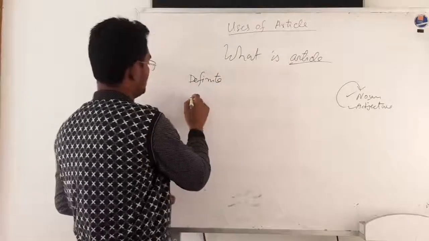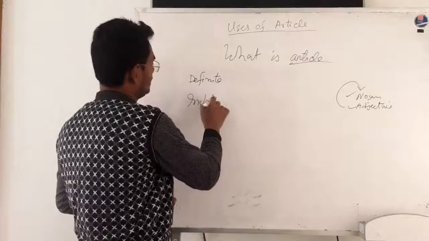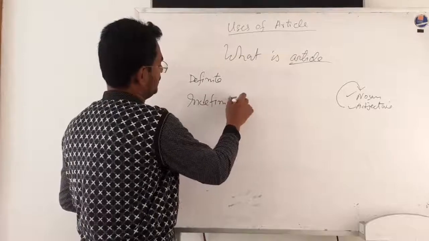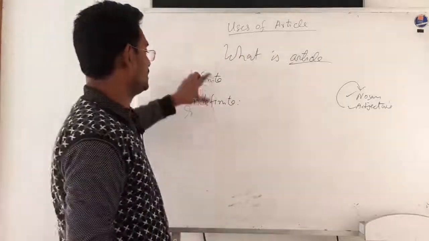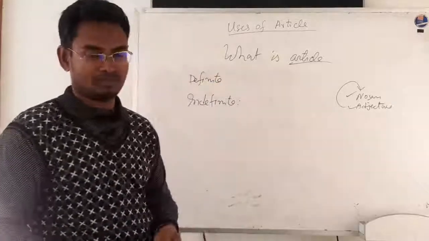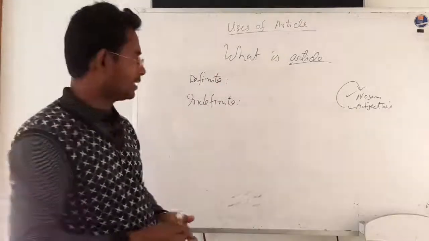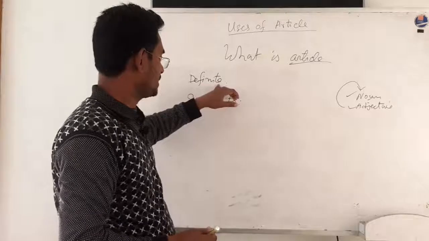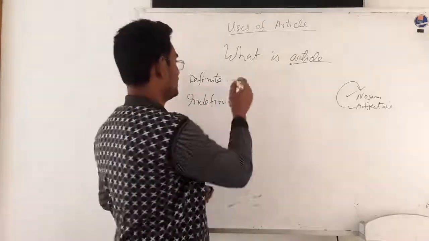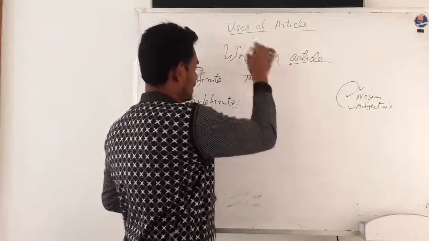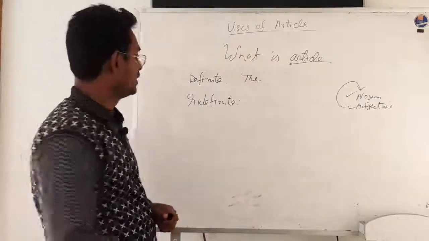Definite article, and another is indefinite article. In English, there are two types of article. First type is definite article, second type is indefinite article. What is definite article? Definite article is the.